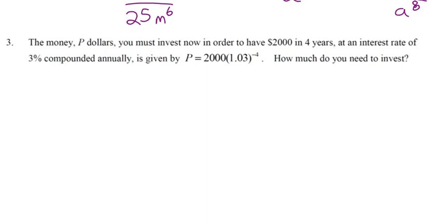Should your number be more than 2,000 or less than 2,000? Should be less. Should it be a lot less? Should I invest $25 now and I'll get $2,000 in 4 years? That would be nice.